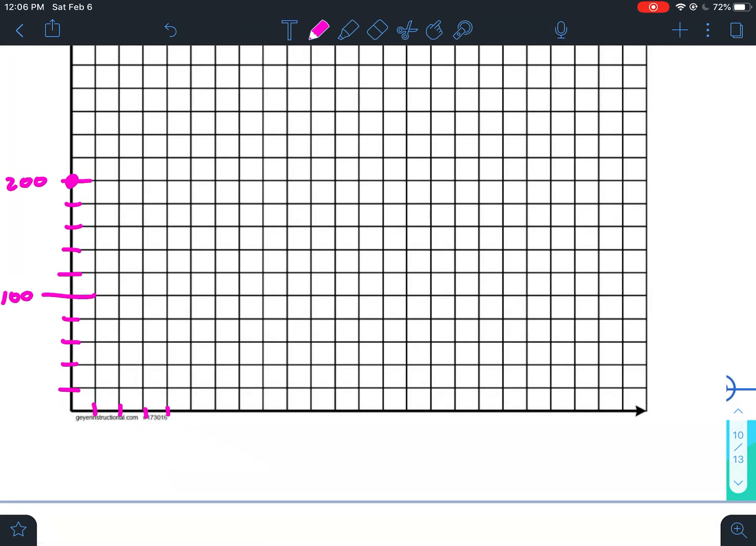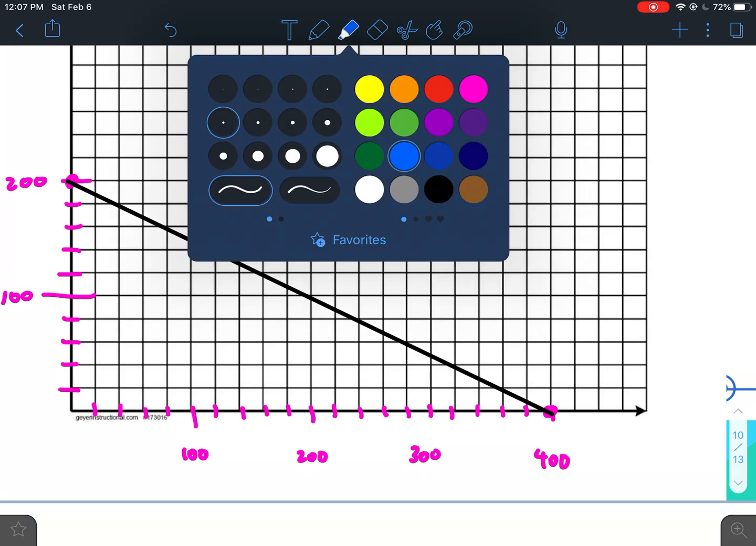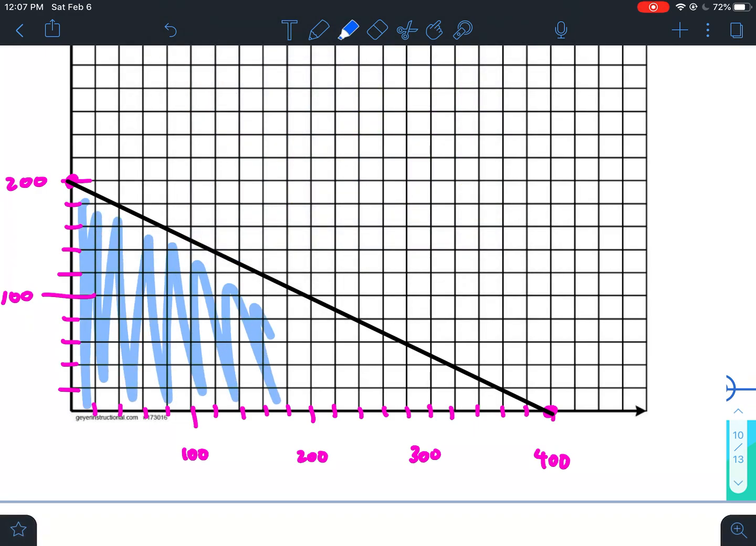So that's one of my intercepts. And then 20, 40, 60, 80, 100, continuing along the axis. So 400 was the other intercept. And then if I connect those, there we go. And then I wanted to shade below that.